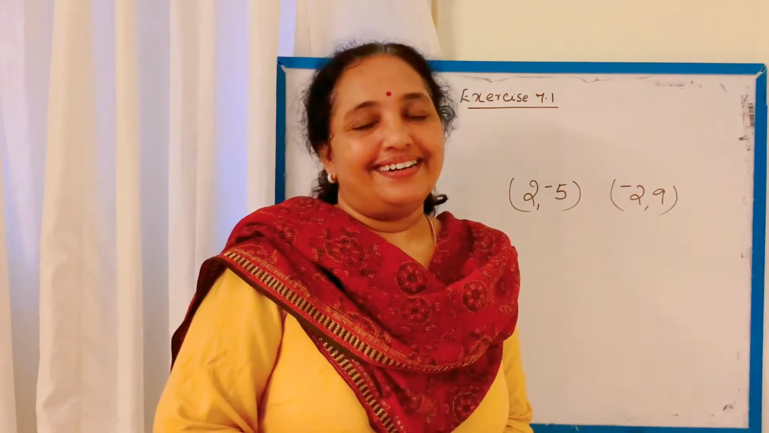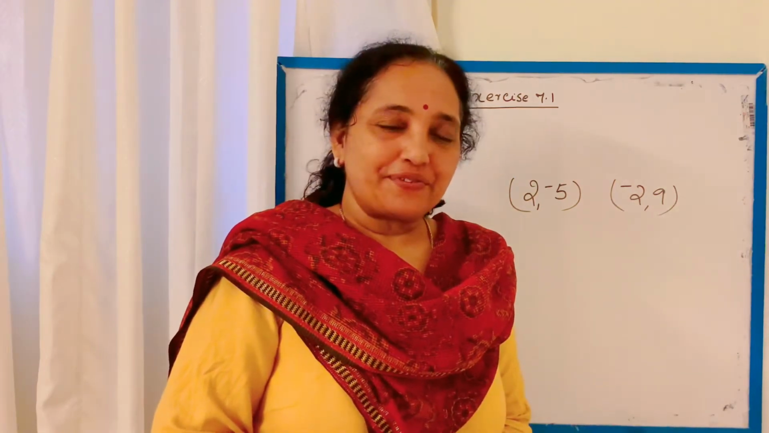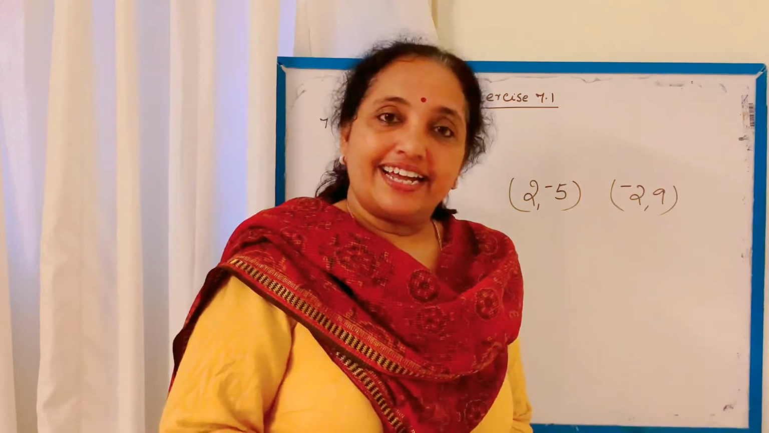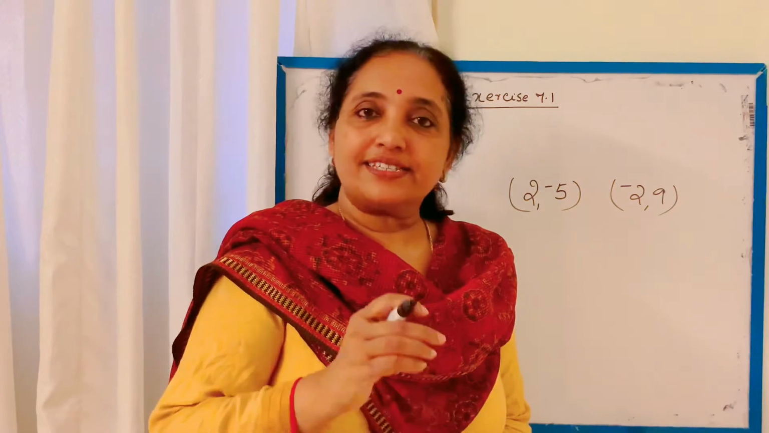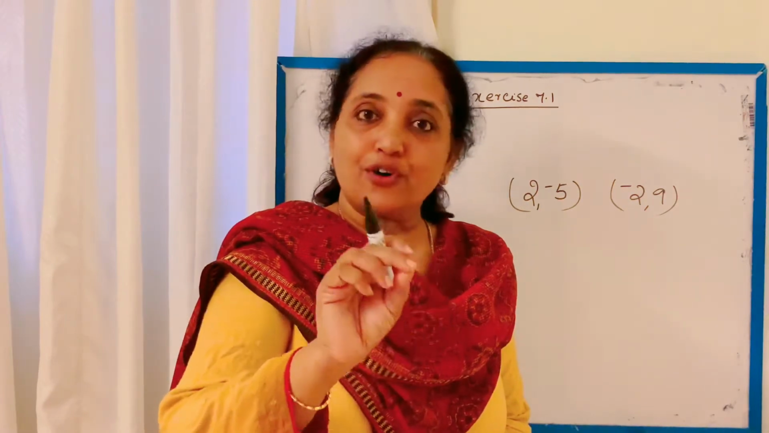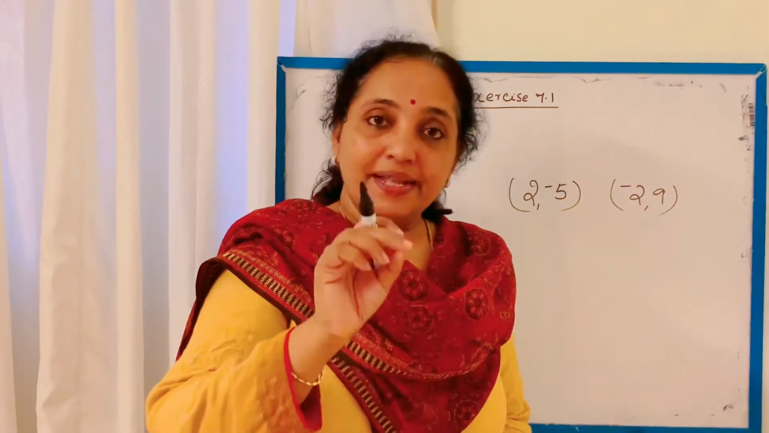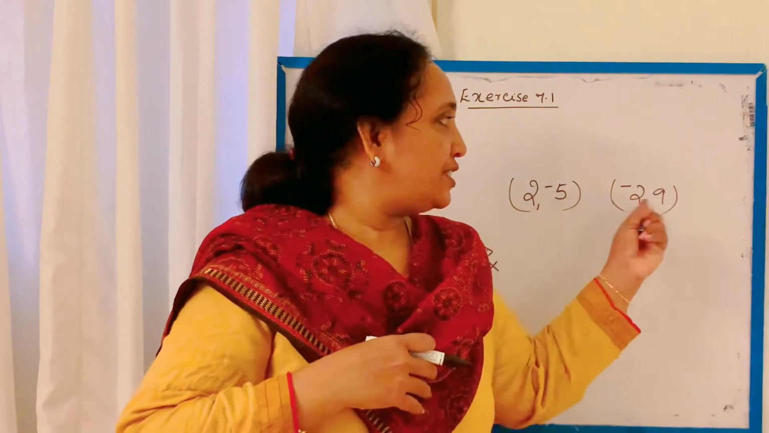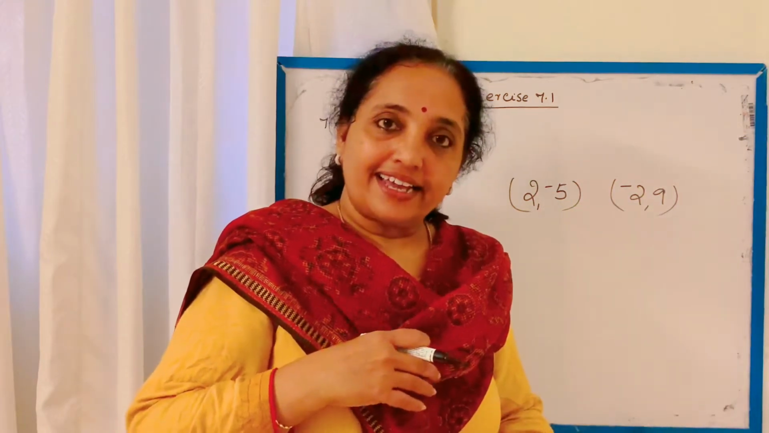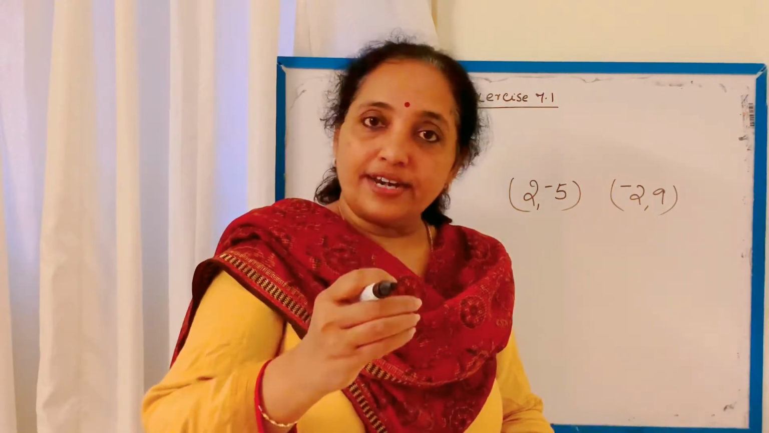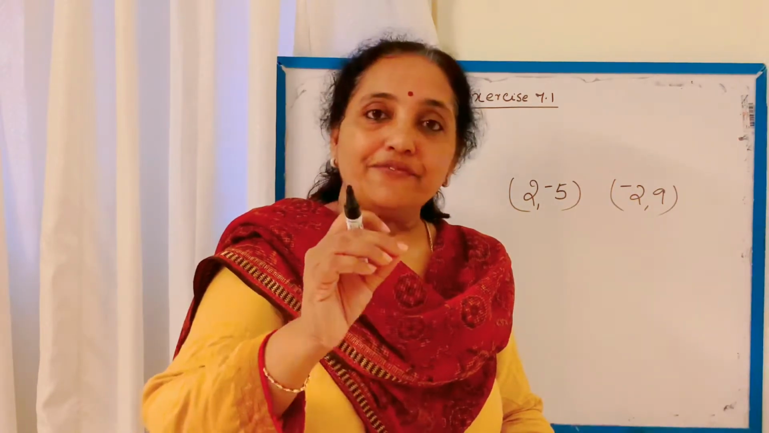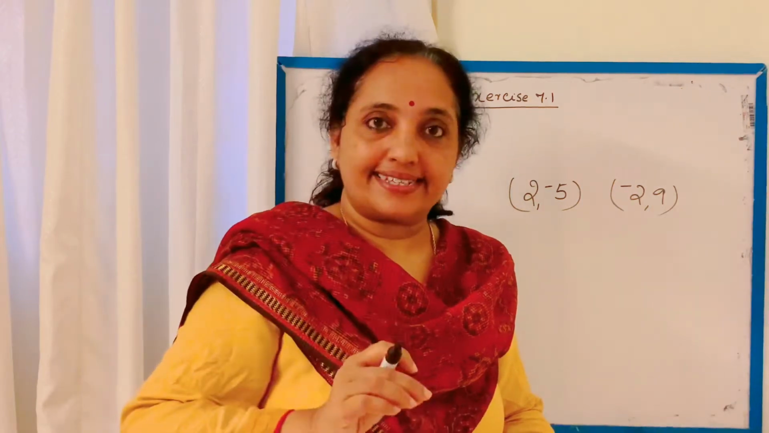Welcome. We are doing exercise 7.1, question number 7. In that question, we want to find out the coordinates of a point which lies on the x-axis, and that point is equidistant from these 2 points. So let us see the properties of the coordinates of the points which lie on the x-axis.